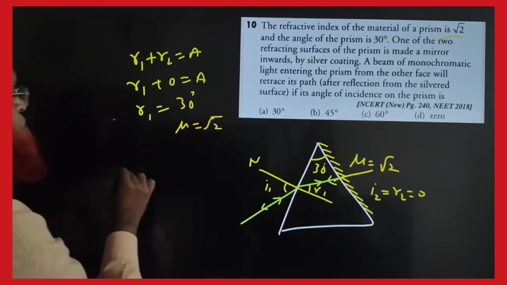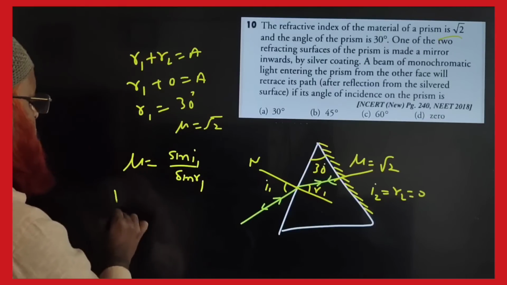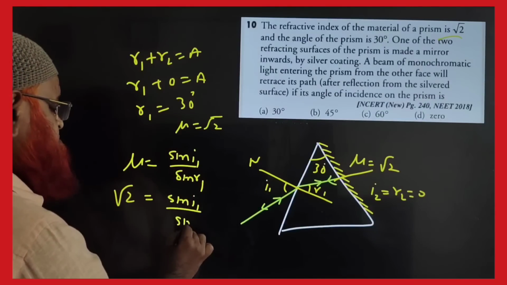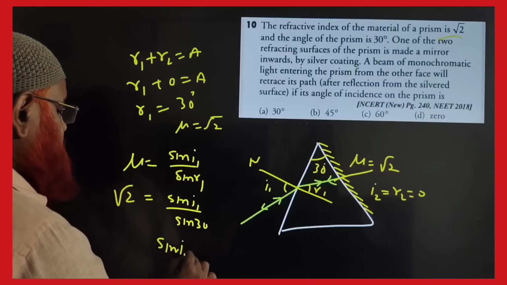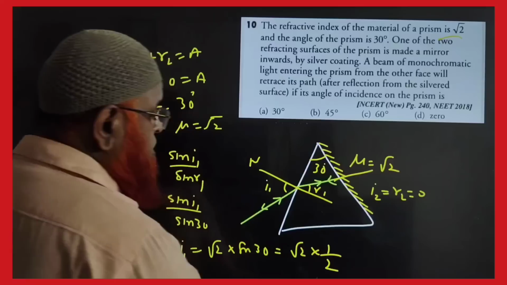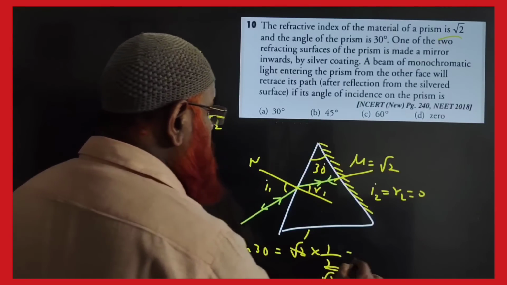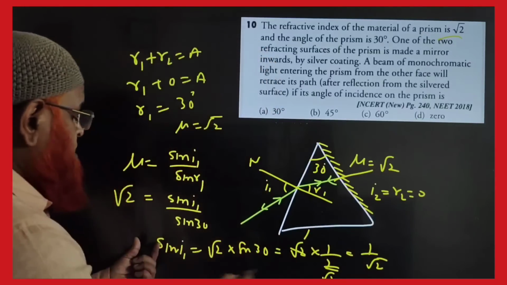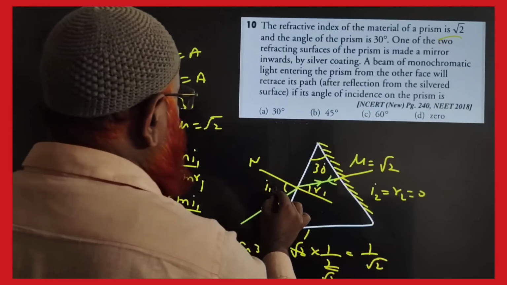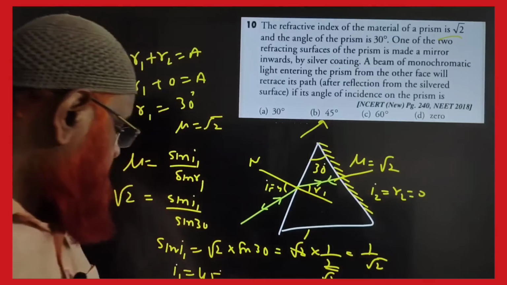So mu is equal to sin I1 by sin R1. What is mu? Root 2. I don't know sin I1, but sin R1 is sin 30. So sin I1 is equal to root 2 into sin 30, meaning root 2 into 1 by 2. Root 2 by 2 is equal to 1 by root 2. So that is going to be I1 equal to 45 degrees. That's the answer. Is it understood? Is it clear? Okay, we shall stop here.